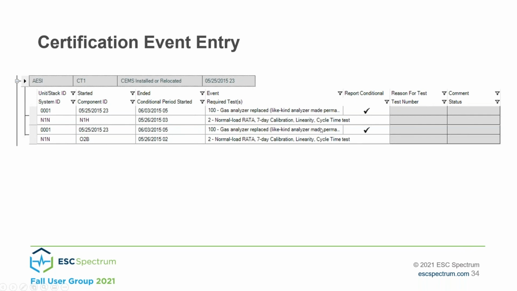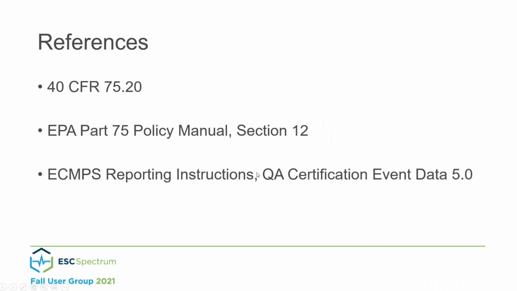And then your event type, we chose that at the beginning, our required tests, and we're going to report conditional data. Okay. So this is everything we use to get these done: the Part 75 policy manual, section 12. It's question 12, and then you can scroll down to section 12, and then the reporting instructions for QA certification event data.